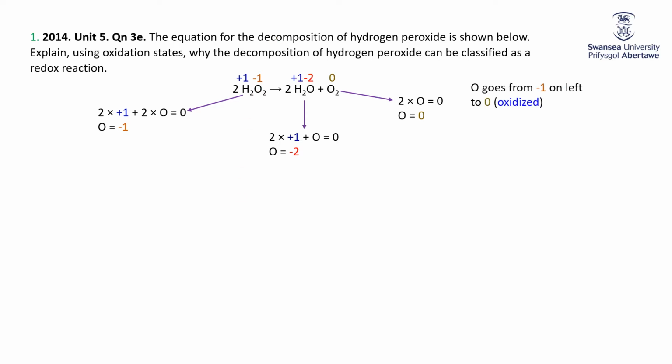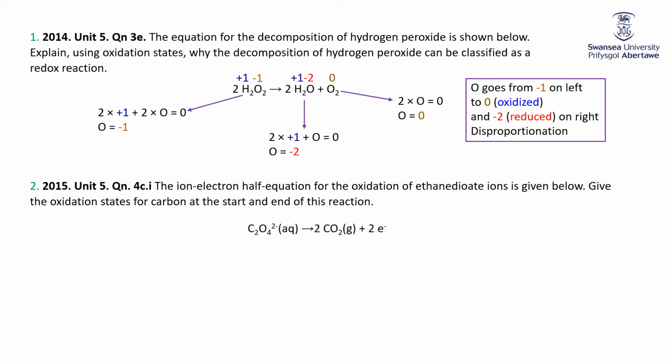and some of those oxygens go to 0, so going from -1 to 0, the oxygen is oxidized. However, some others of those oxygens at -1 turn into oxygens at -2, which means that they have been reduced. So oxygen in the peroxide is both oxidized and reduced. It's called a disproportionation, but particularly answering this question, it can be called a redox reaction because you have an oxidation and you have a reduction.